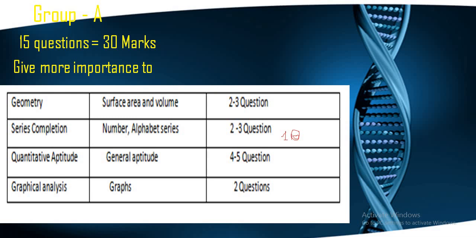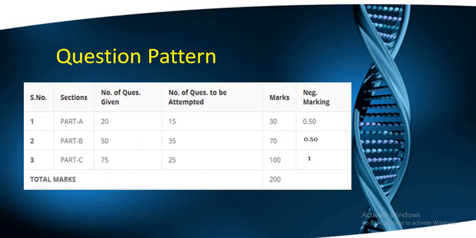Okay, so go through these portions: geometry, series completion, quantitative aptitude, and graphical analysis. I hope these 4 parts will help you attempt around 10 questions, which is more than enough. And I don't think you should waste your time doing other things. So please emphasize these 4 parts: geometry, series completion, quantitative aptitude, and graphical analysis. So part A, which usually consists of aptitude, we have discussed already.